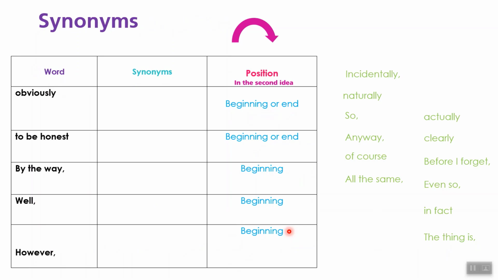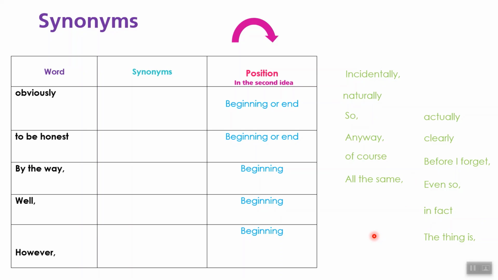It's important to know some special synonyms, other expressions that we can use. For example, we have in this chart the word, synonyms, and the position in the second idea. For example, we have obviously, to be honest, by the way, well, however. Then we have incidentally, naturally, so, anyway, of course, all the same, actually, clearly, before I forget, even so, in fact, and the thing is.